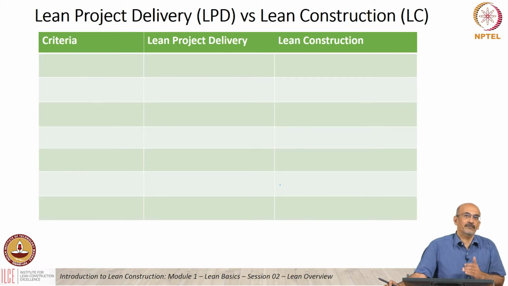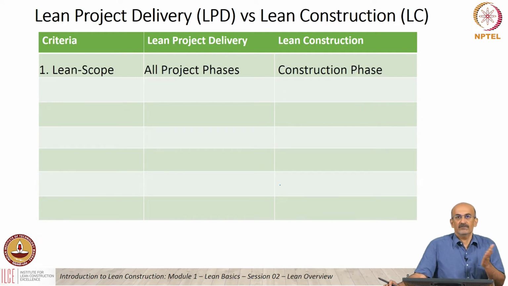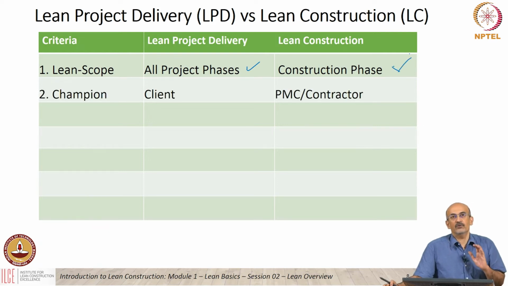So when we look at a comparison between lean project delivery and lean construction, just as we discussed, lean project delivery is for all phases of a project, whereas lean construction is mostly focusing on the construction phase. If we look at the person who propagates or demands lean requirements initially, it is the client in terms of lean project delivery. It's a PMC or contractor in terms of lean construction.